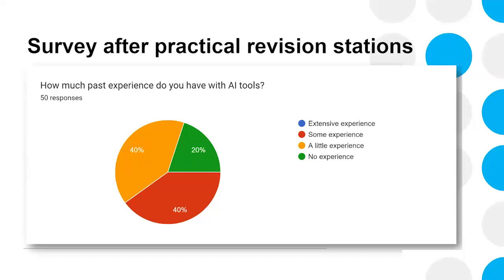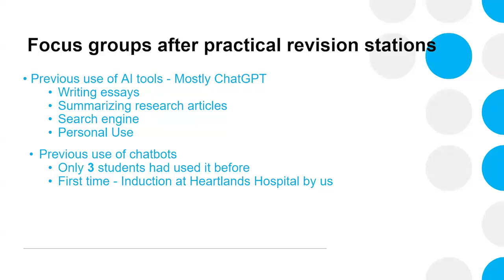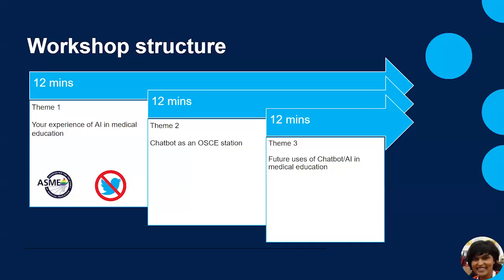When diving in a little bit further as to what tools they had used, we really only had 3 students that had used chatbots before, and the majority of the students stated that they use software such as ChatGPT. And when we asked them further as to what they used ChatGPT for, it was for things such as writing and planning essays, summarizing research articles. Often students said that they use it instead of a search engine in order to answer questions that they may have, and also for their personal use.